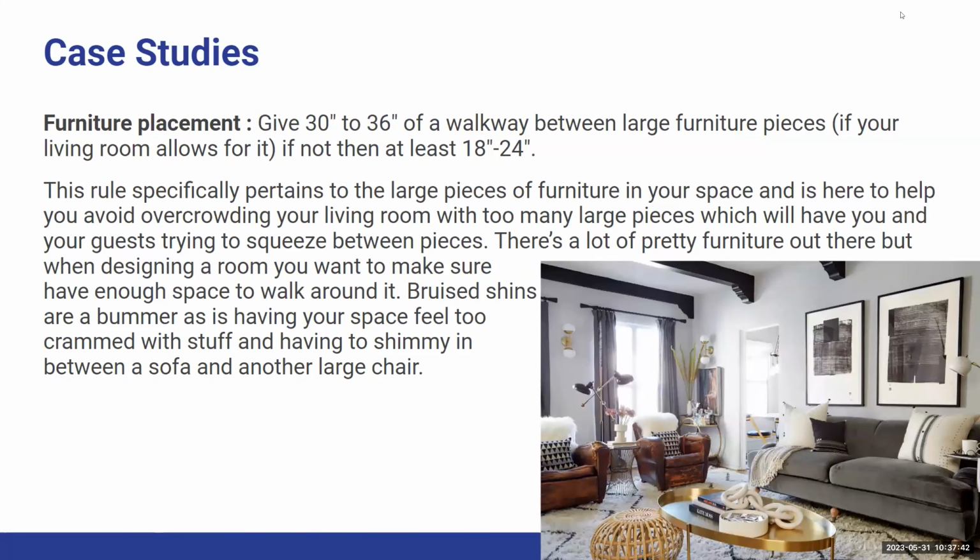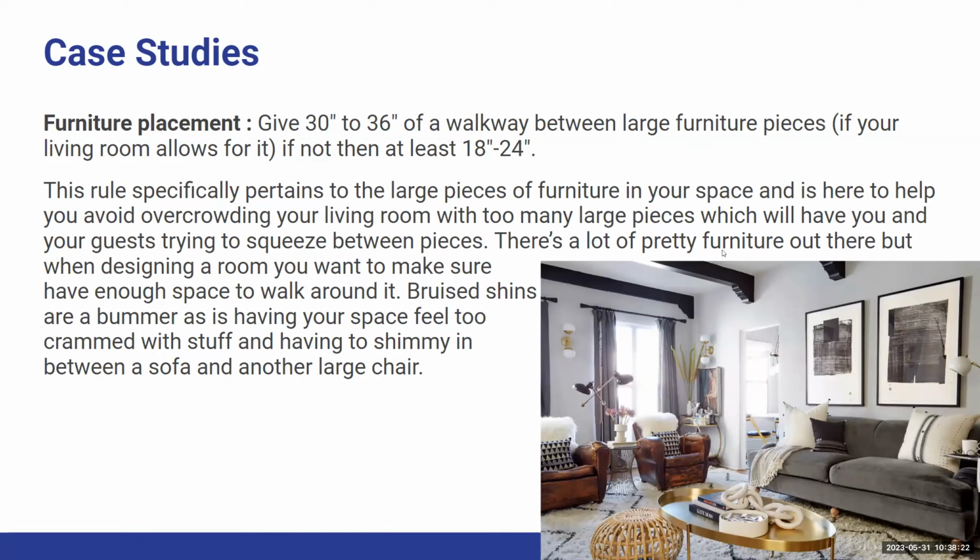Some case studies. Furniture placement. Give 30 to 36 inches of walkway between large furniture pieces if your living room allows it. If not, then at least 18 to 24. This rule pertains to large pieces of furniture in the space and is here to help avoid overcrowding in your living room with too many large pieces, which will have you and your guests trying to squeeze between them.